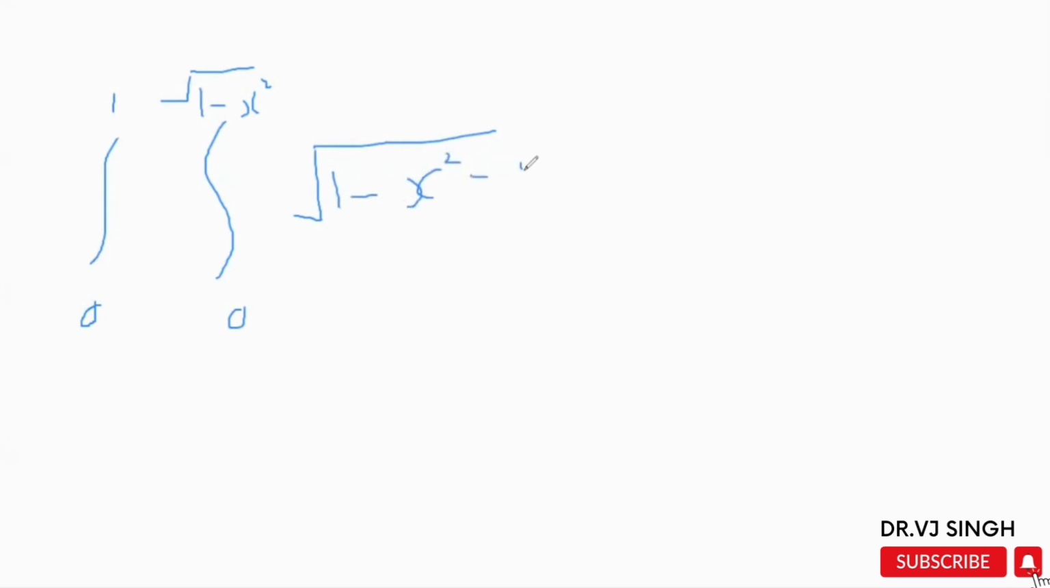This is the problem. Suppose the limits are given like this for 0 to 1. Suppose two questions are there for 0 to 1. Suppose there is 1 minus x square, and there is suppose 1 minus x square minus y square, and there is dx and dy. Some question is like this.